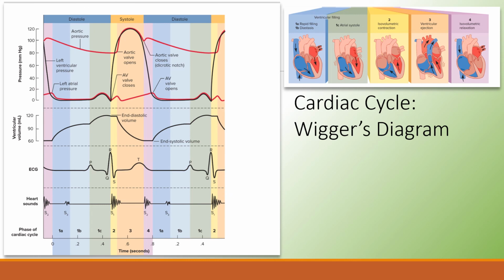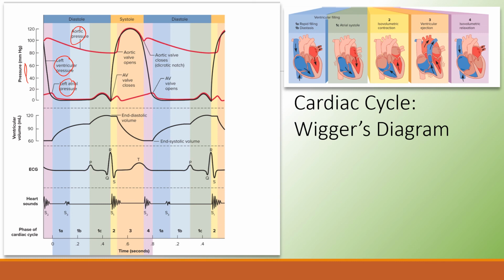Okay, so this is actually what we call a Wiggers diagram, and you'll notice right away that the very top portion of the Wiggers graph here is the pressure, which we actually just talked about, pressure over time, and how the changes in the left ventricle, left atria, and aortic pressures all change over time during the cardiac cycle. So that's what I reviewed already with you guys. So you can take a look at that again for a review.